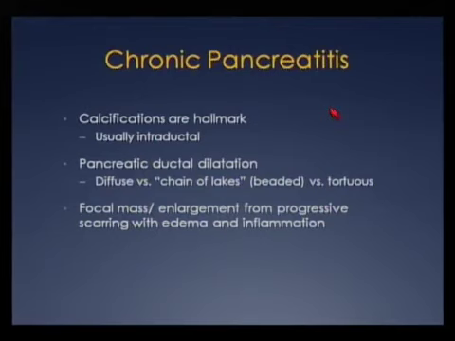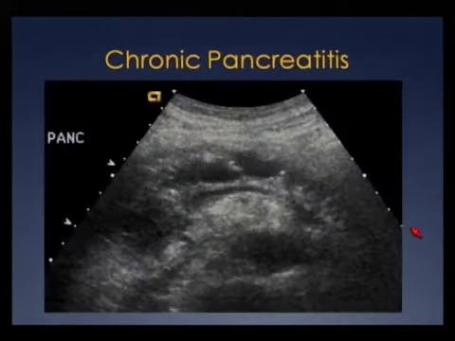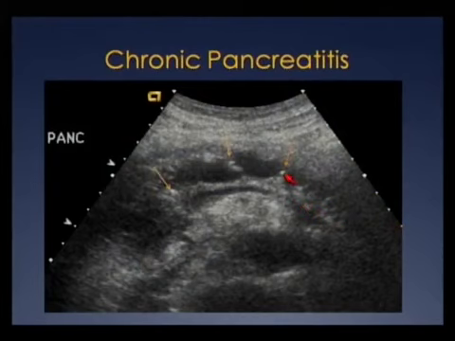Now, in chronic pancreatitis, we typically see calcifications that are intraductal. The duct is usually dilated. It can be diffusely dilated. It can have a beaded appearance or a tortuous appearance. And we may see alternating areas of enlargement and atrophy of the pancreas from repeated scarring, alternating with edema and inflammation. So here's a patient in whom we see the pancreas, we see multiple echogenic foci consistent with calcification, and we see a beaded sort of tortuous pancreatic duct.